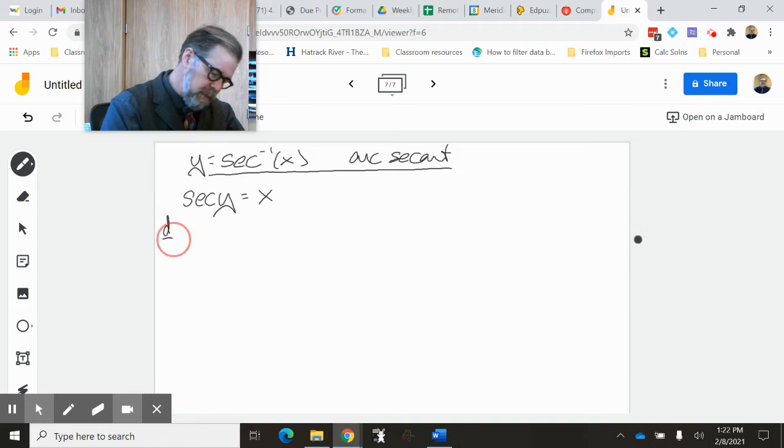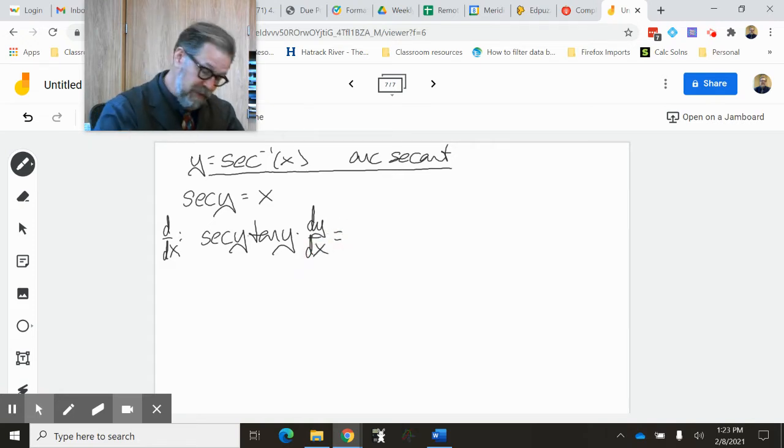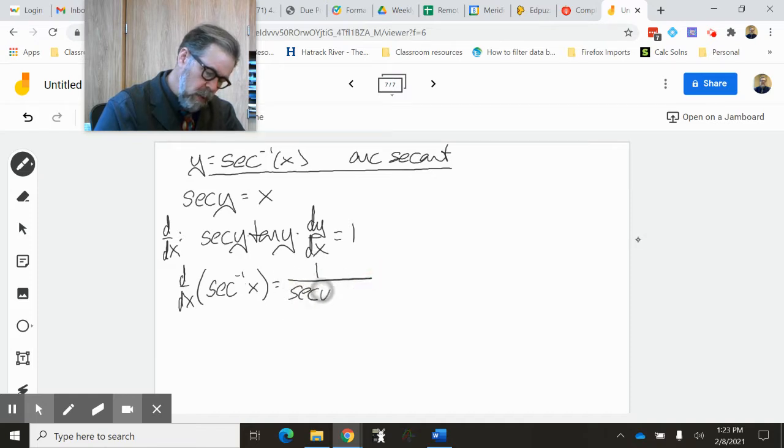We can now use implicit differentiation to take the derivative. We happen to know that the derivative of secant is secant times tangent. And the chain rule says I have to then multiply that by the derivative of the inner function. And the derivative of x is 1. So the derivative with respect to x of arcsecant of x equals 1 over secant y tangent y.